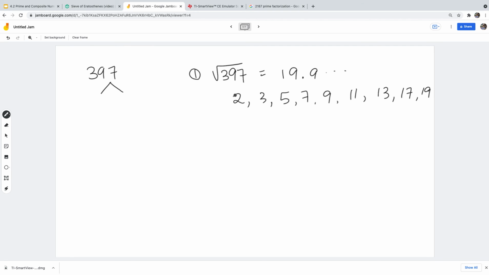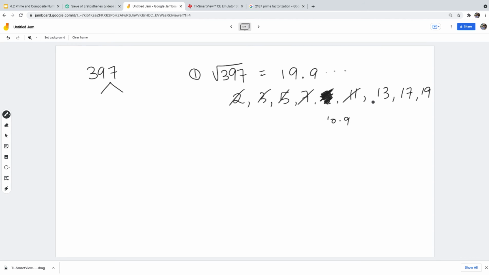Divisible by 2? No, because it's not an even number. How about divisibility by 3? 3 plus 9 plus 7 is 19, which is not divisible by 3. Divisibility by 5: it doesn't end with 0 or 5, so no. How about divisibility by 7? 397 divided by 7, it's not divisible by that. I'm sorry, 9 is not a prime number, so you don't check it. Divisibility by 11: you check every other number. 10 minus 9 is just 1. It's not divisible by 11.